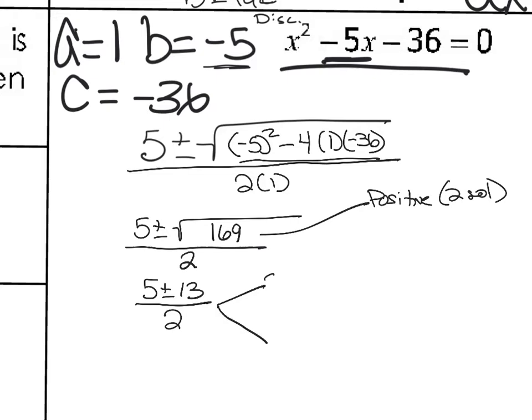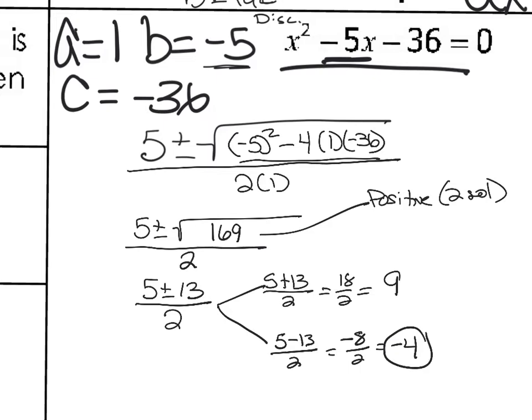We're going to do one of them as 5 plus 13 divided by 2, and then the other one is 5 minus 13 divided by 2. So that's going to equal 18 divided by 2, which is 9. And this is going to be -8 divided by 2, which is -4. So there's our solutions, 9 and -4. And you would just put them in a little grouping there.